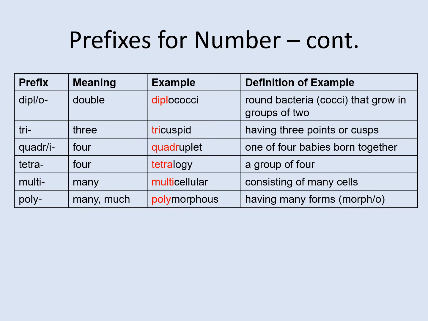So more number prefixes. Diplo would be double. Tri is three, tricuspid. Quad is four. Tetra is tetralogy, a group of four. Multi is many. And poly, also many.